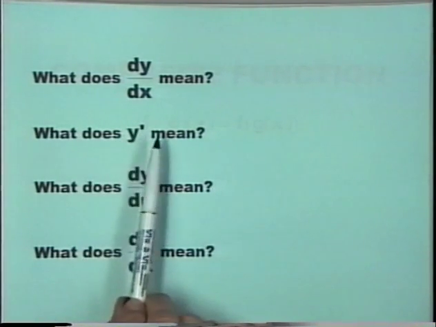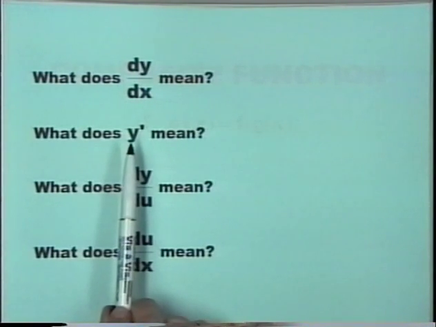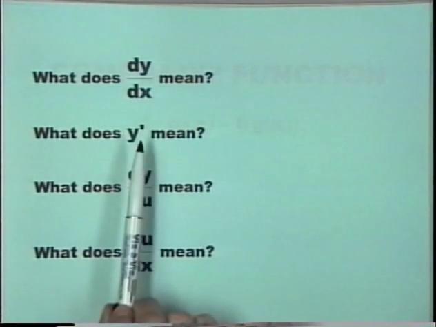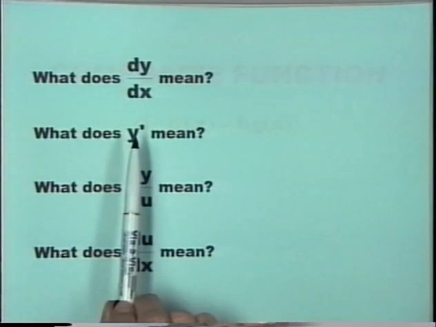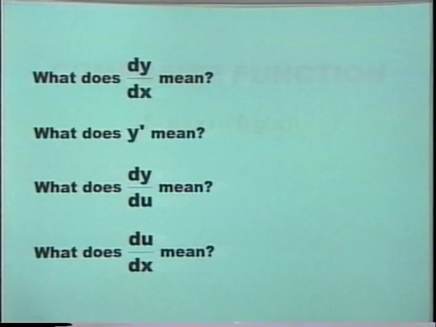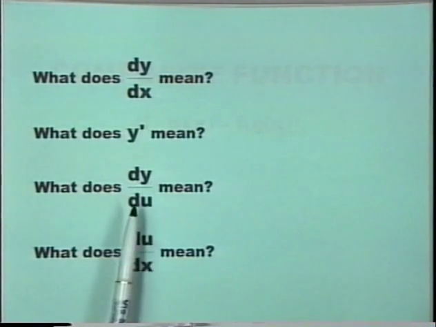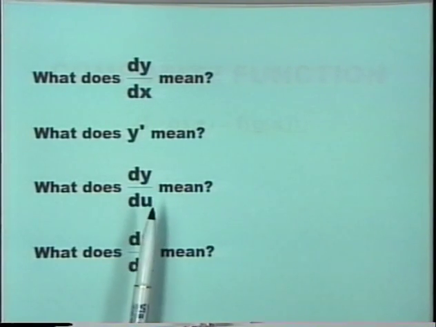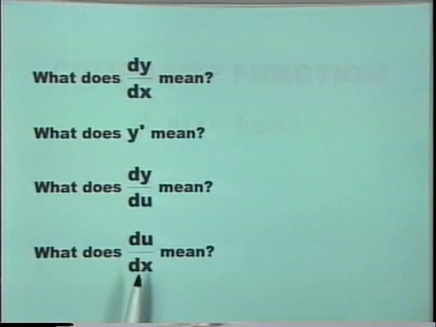Now, what does y prime mean? We use this notation a lot. We use this as a shorthand notation for dy dx. So in this notation, we know that we're finding the derivative of y, but it is not explicitly stated what our independent variable is, in this case x. Now, what does dy du mean? Well, this means the derivative of y with respect to u. In other words, y is a function of u. What does du dx mean? It means to find the derivative of u with respect to x. In other words, u is a function of x.